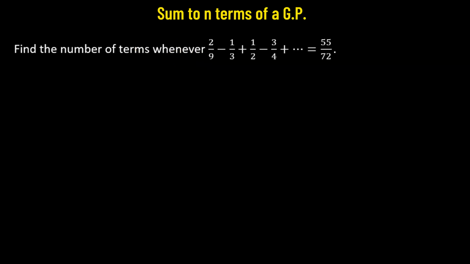So in this problem, we have a series that adds up to give us a value 55 over 72. So we need to find out the total number of terms that are present in this series. First, let's verify whether this is a geometric progression or not.